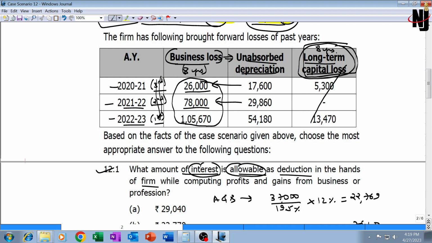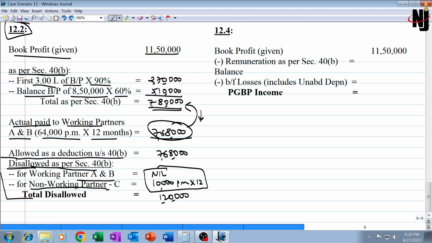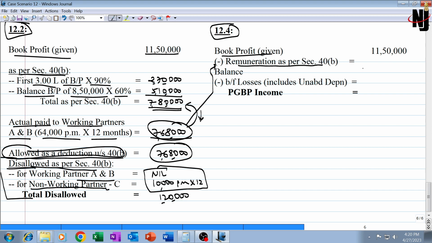Long-term capital loss will have to be ignored, and unabsorbed depreciation will be deemed to be part of business loss. So unabsorbed depreciation will not be subtracted separately. From whatever income we compute, we will subtract only losses. We will take the total. Now we have already computed that 7,68,000 of remuneration will be allowable under section 40 clause B. Now 12.4, book profit given is 11,50,000. Remuneration as per 40 clause B, which we just calculated, allowable is 7,68,000. There are no other income tax adjustments.